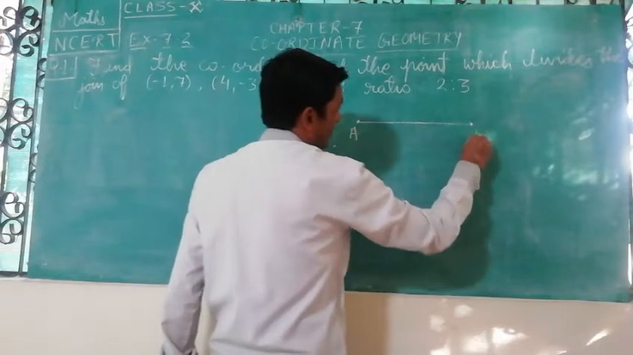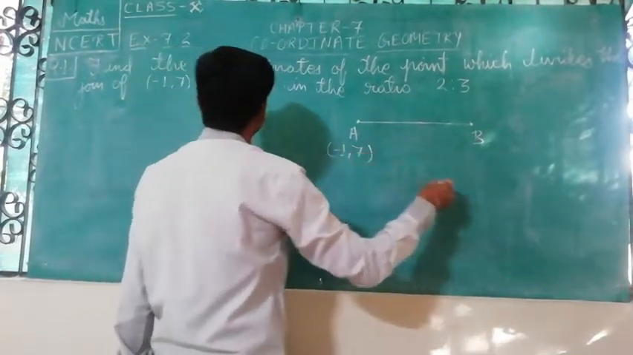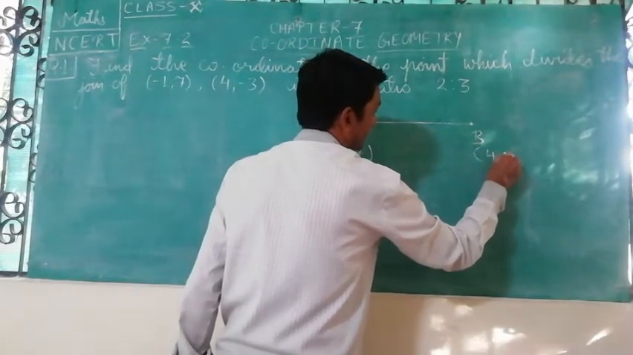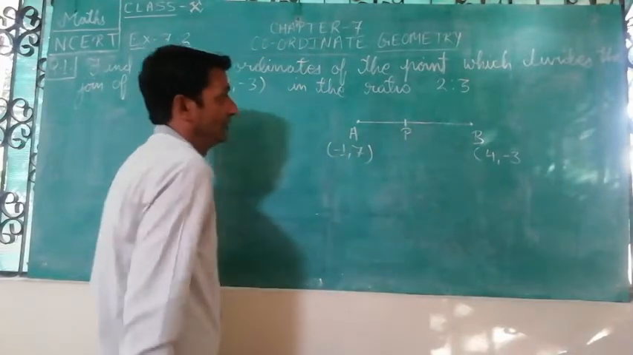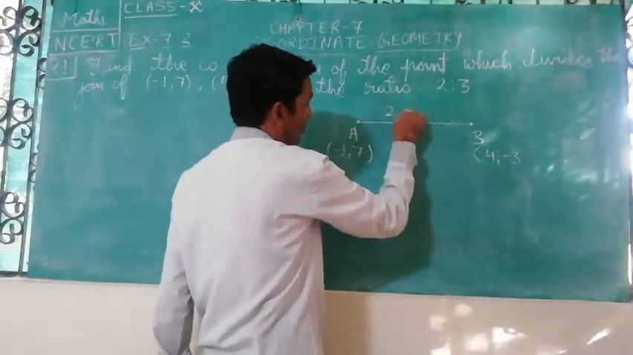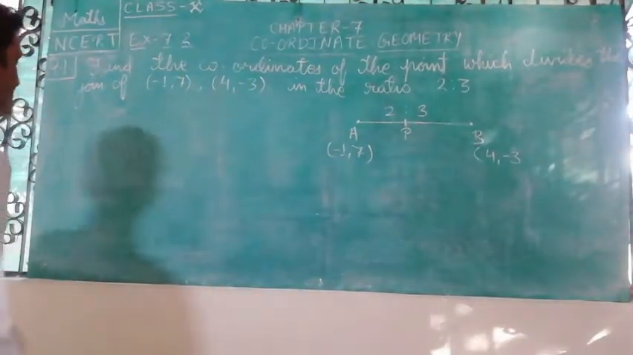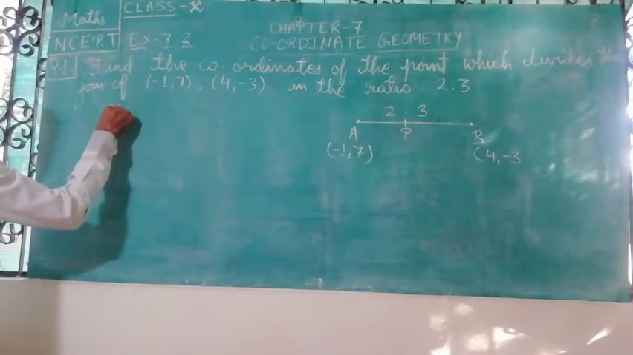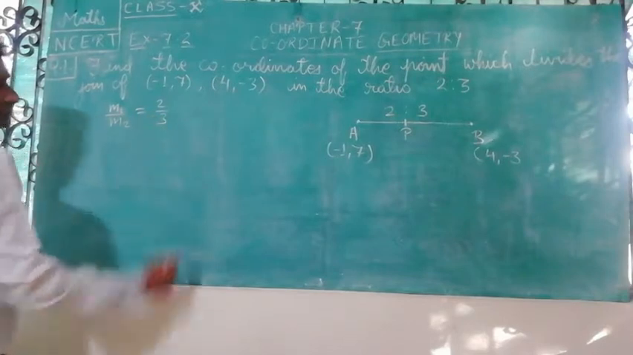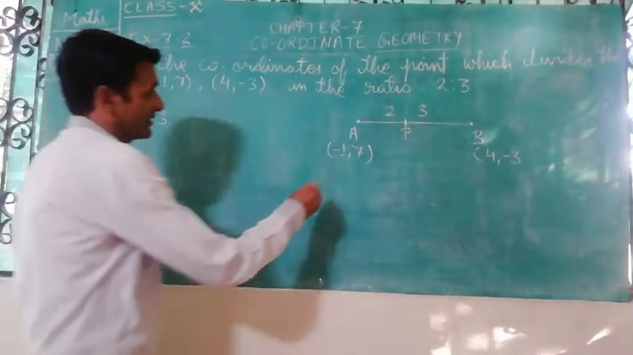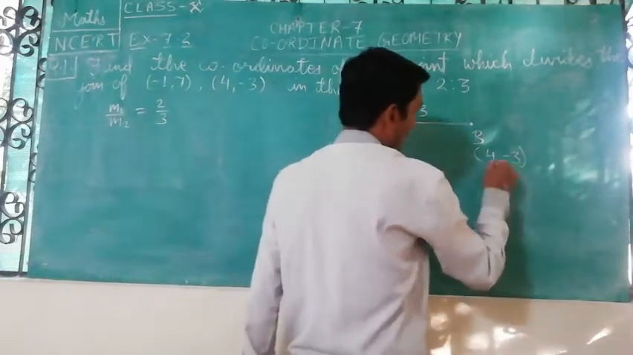Suppose this is A and this one is B. The coordinates of A and B are given: (-1, 7) and (4, -3). And suppose this is the point where it is divided in the 2:3 ratio. So the coordinates of this point P we have to find. Here m1 ratio m2 is equal to 2:3. And of course, this one is x1, y1 and this one is x2, y2.